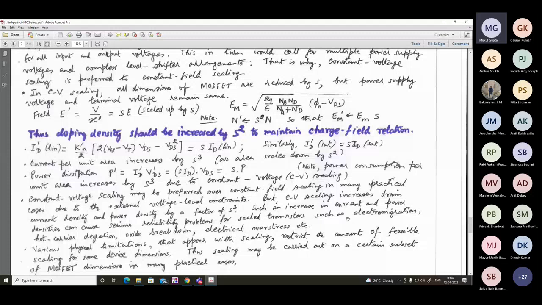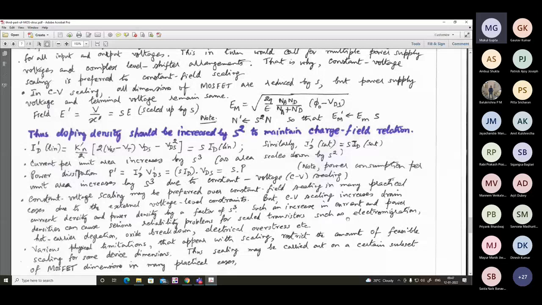Sometimes it can lead to typical shorting of the gate and the channel. That means even though V_GS is below the threshold voltage, current starts flowing. That is also undesired. And hot carrier breakdown means that with the increase of field, this can lead to severe collisions amongst the ions. Oxide breakdown, thermal stress, electrical overstress, all these things. So these are very undesired effects of constant voltage scaling.